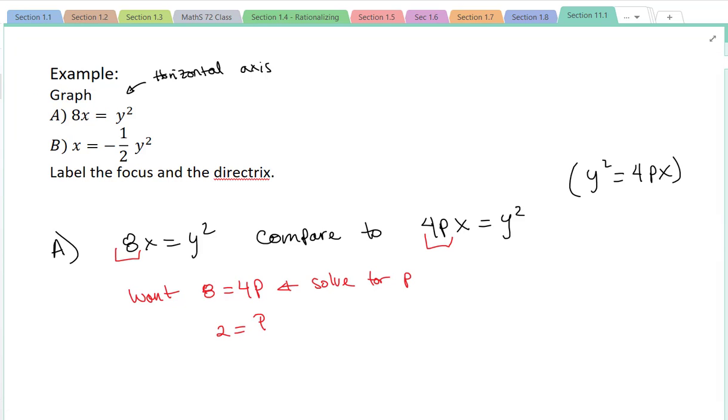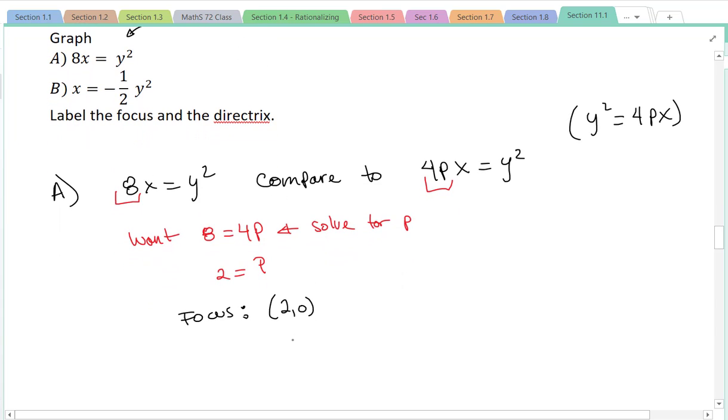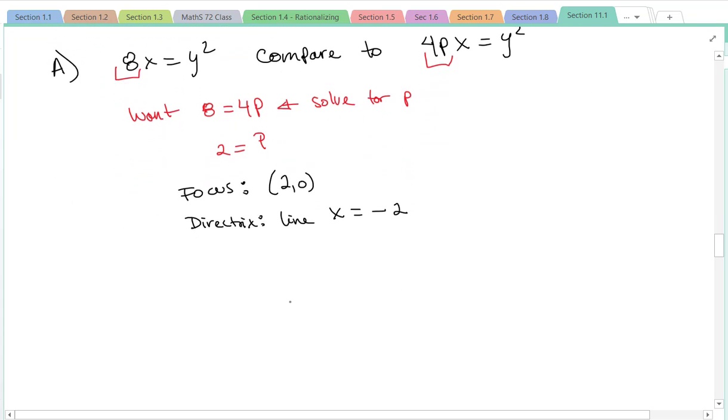So that means that our focus is going to be, this is a horizontal axis parabola, so that means that p is an x value, so it'll be 2, 0. And the directrix, it's a vertical line, so it will be the line x equals negative 2, right? The opposite side, the opposite of whatever the focus is, whatever the p is.